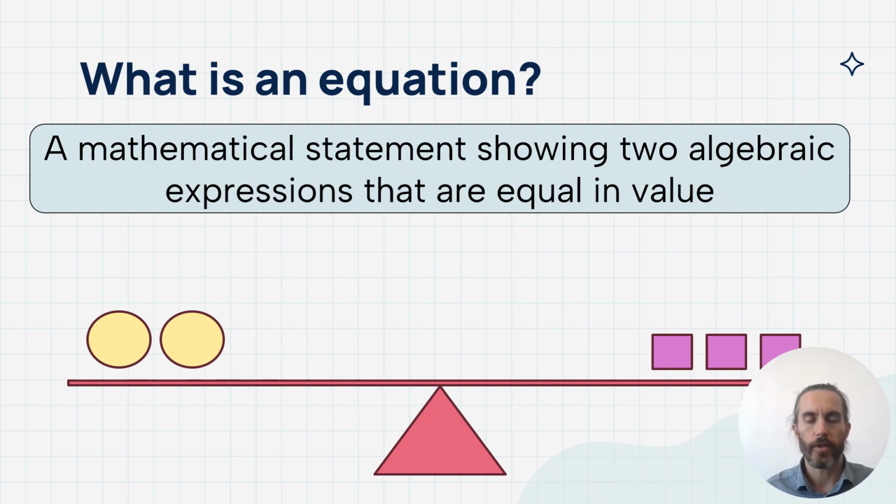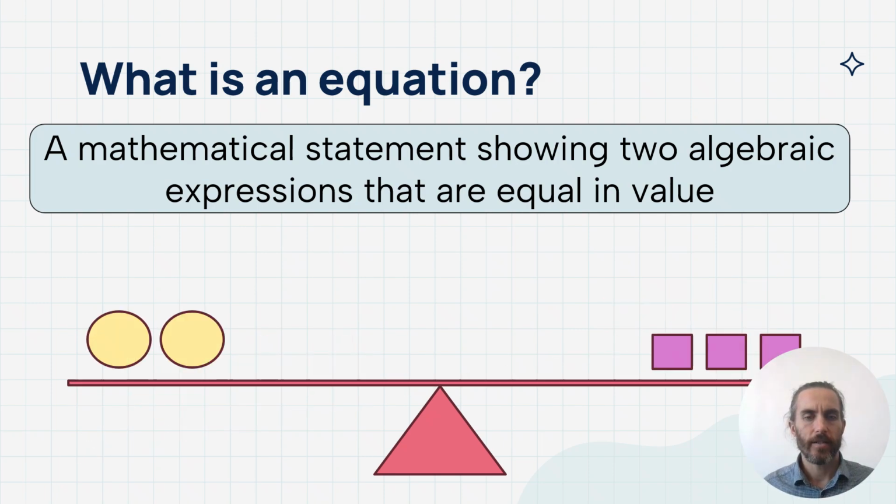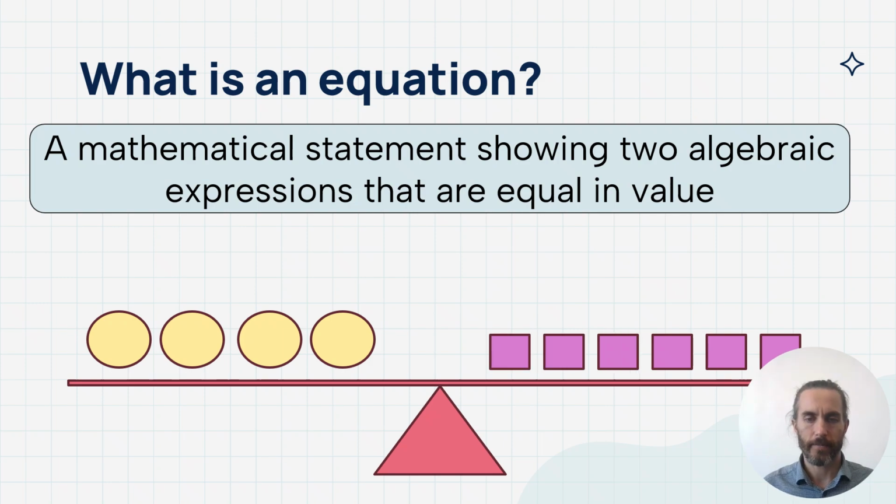So if we just use circles and squares for now, if I've got 2 yellow circles over there and 3 purple squares over there, currently they both weigh the same. They have different weights individually, but 2 of those and 3 of those weigh the same. They're equal in value. Now, if I double the amount of circles on the left-hand side, what do you think is going to happen? It's no longer going to be equal. It's going to be out of whack. So instead, when we double the amount of stuff on this side, we have to double the same amount of stuff on the other side. So now these two things are equal in value.